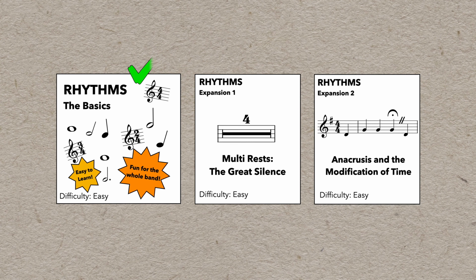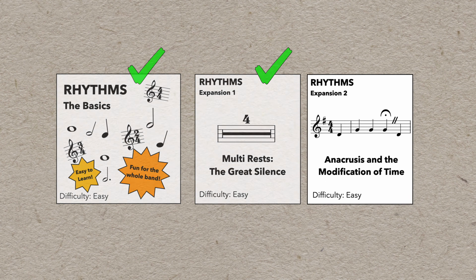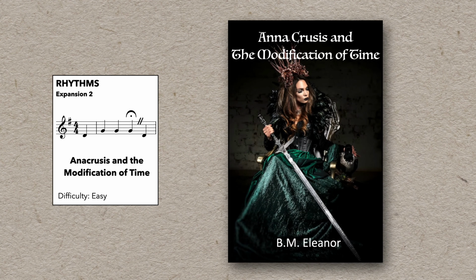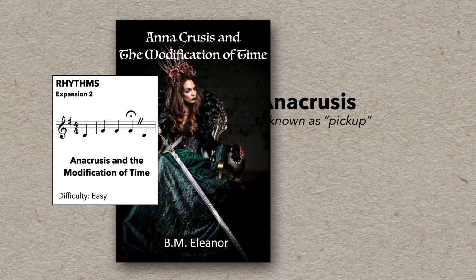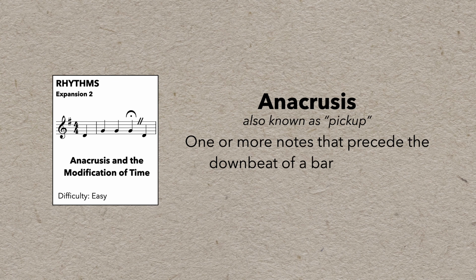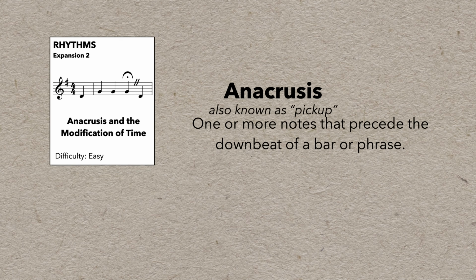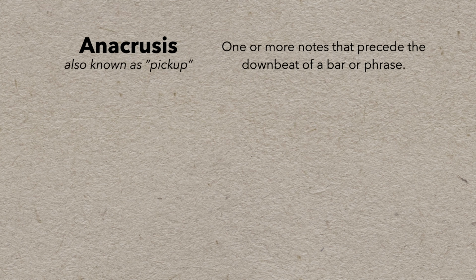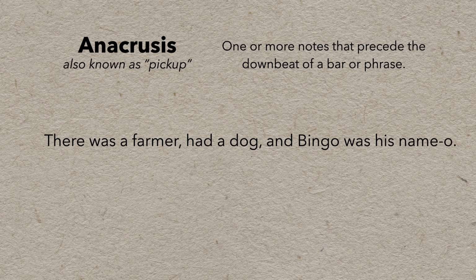The next expansion of this game is called Anacrusis and the Modification of Time. Now, that may sound like the title of a fantasy novel, but Anacrusis is a fancy name for a really simple thing. It's probably more commonly known as a pickup note or pickup beat. It occurs when one or more notes precede the downbeat of a bar or phrase, and it's something you've probably been doing since you were little. You might remember the song Bingo. The accented strong beat doesn't happen on the first word, it happens on the second.